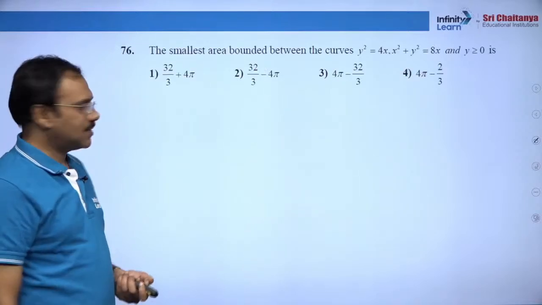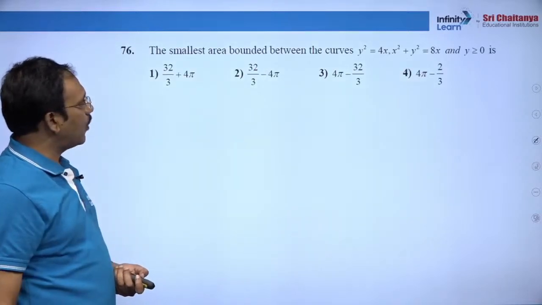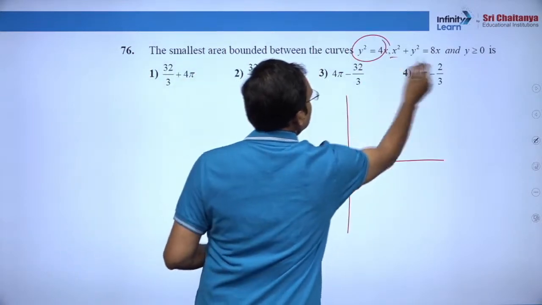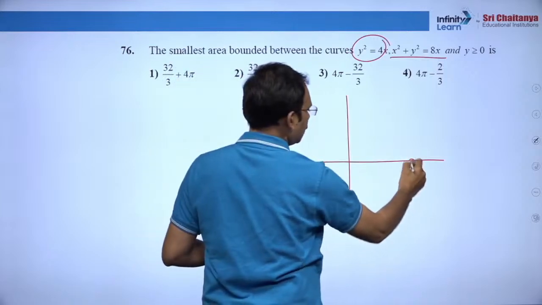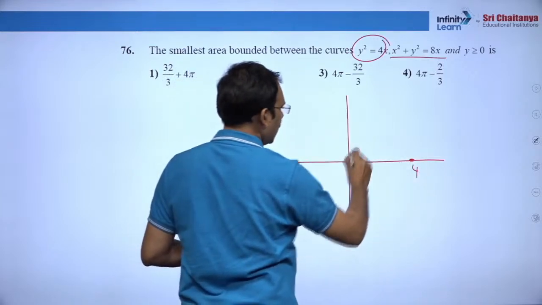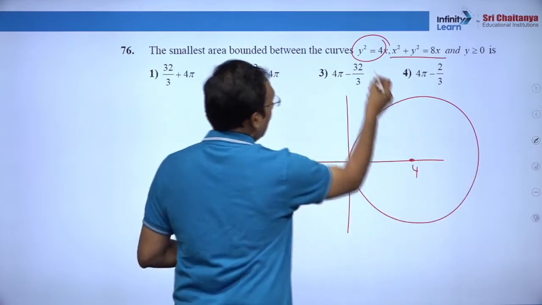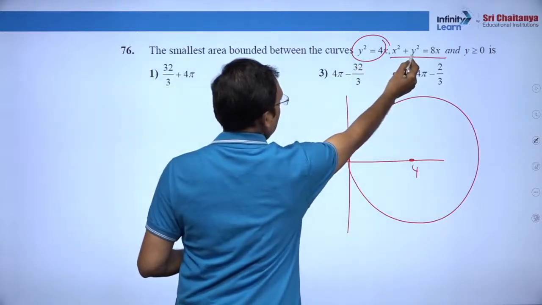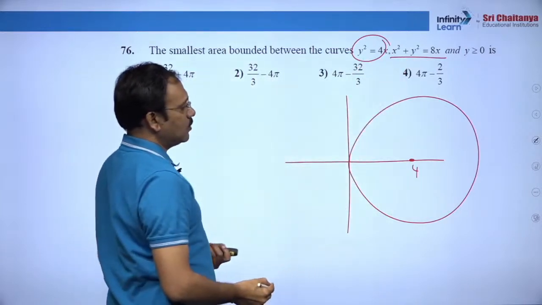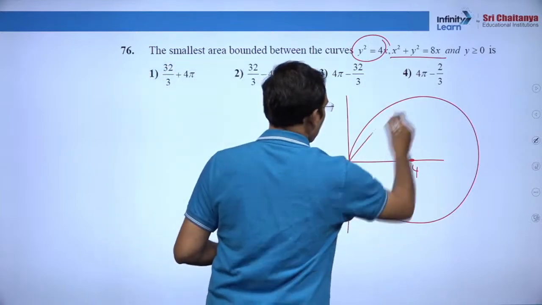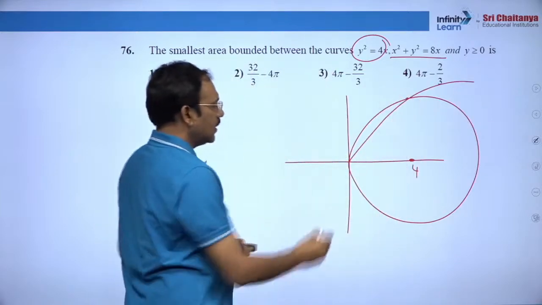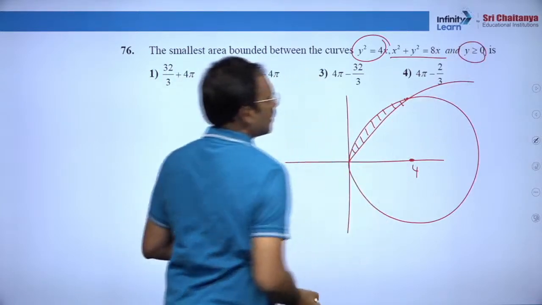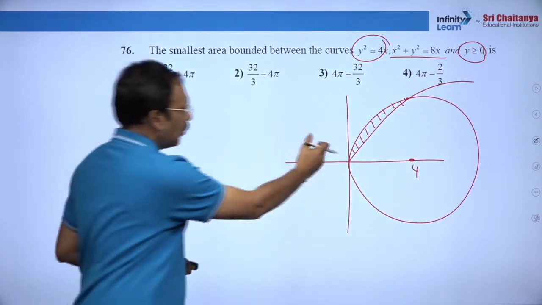Okay. Next, the smallest area bounded between these two. You see, y² = 4x is one parabola. This is a circle with center (4, 0) and radius also 4. It represents a circle like this, and y² = 4x is another parabola, and you can see where it cuts. You replace y² with 4x, you will get x values 0 to 4. This parabola also cuts this at 4 itself. The area bounded between these two is this area, and that too he said y greater than or equal to 0, you do not take the down one.